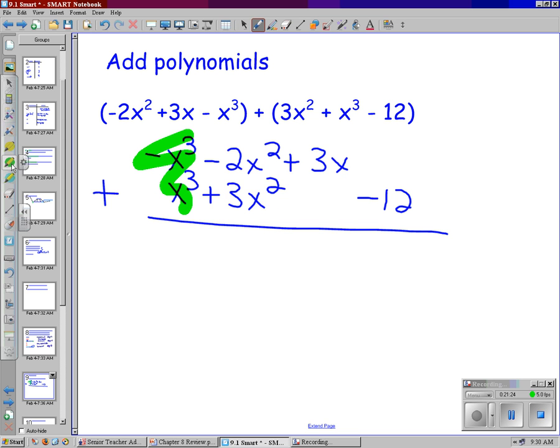Then I've got negative 2 and positive 3 x squared. What does that give us? x squared. Okay, 1x squared, which I just write as x squared. I don't have to put the 1. I may if I want to, but I don't have to. Then 3x plus 0 gives us 3x. Negative 12 plus 0 gives us negative 12. Do not change the exponents. You're not multiplying them. You are adding terms.